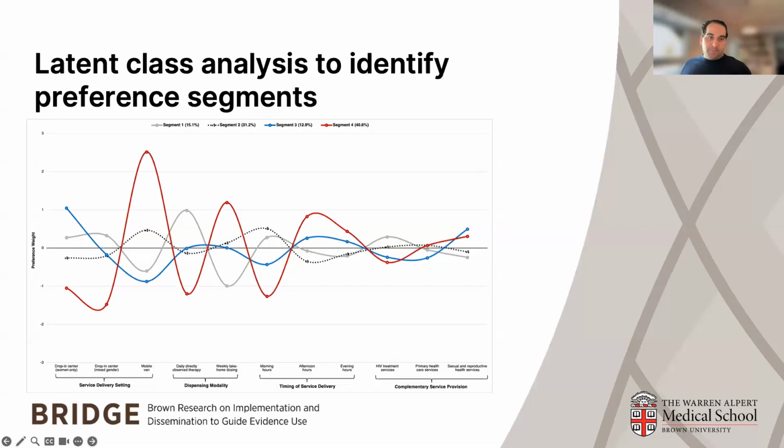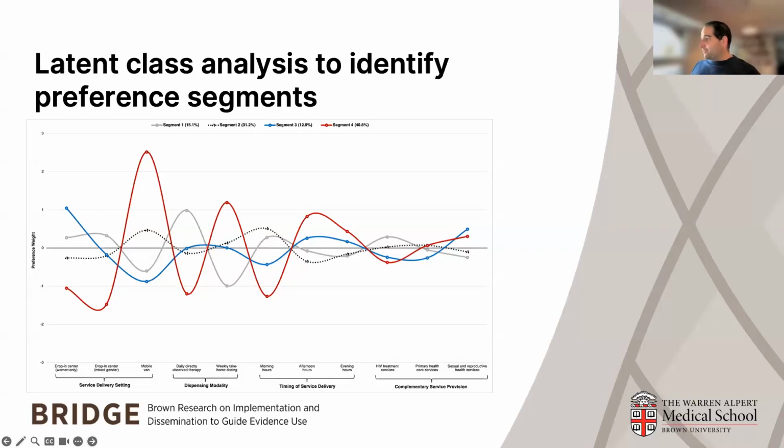And the way that we would interpret this data is essentially we'd look and say this group that is represented in segment 4 has a really strong, in other words, positive preference for receiving methadone from a mobile van and receiving take-home dosing, but also preferring to receive methadone in the afternoon and evening hours.